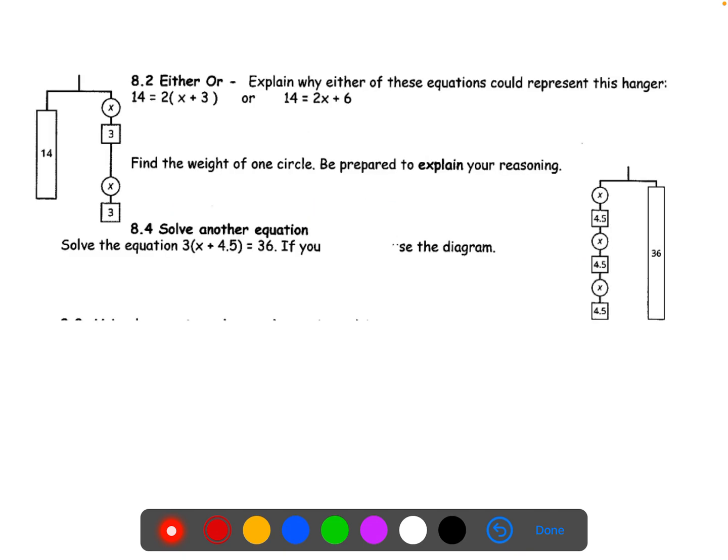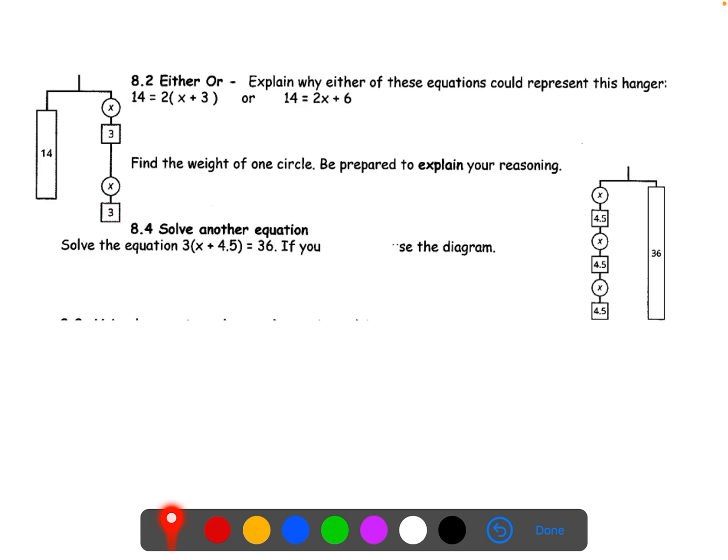Now moving on, we've got another hanger diagram here, and it says explain why either of these equations could represent this hanger. So let's take a look at it. Remember, this is completely balanced. The left and the right side are balancing out one another. So this value of 14 has the same weight or the same value as this side of the hanger diagram.